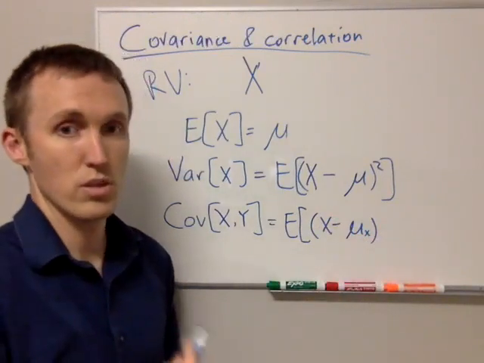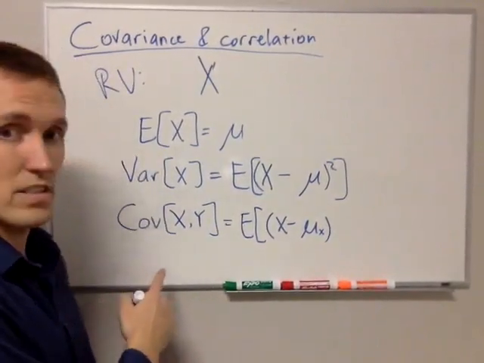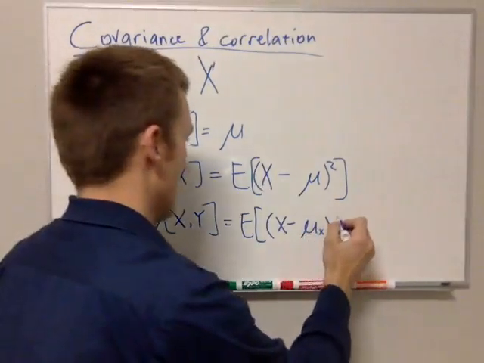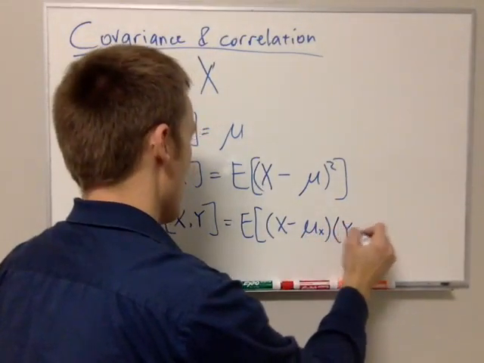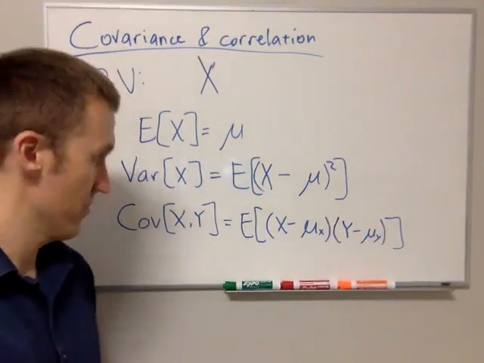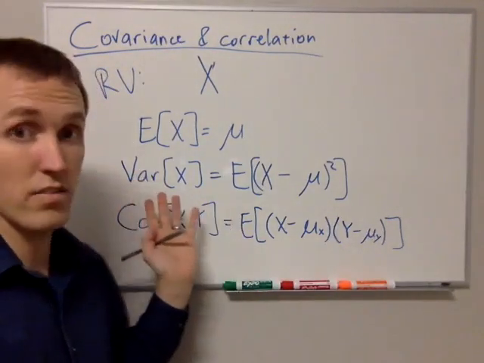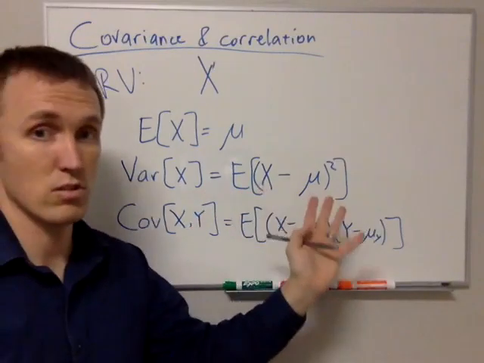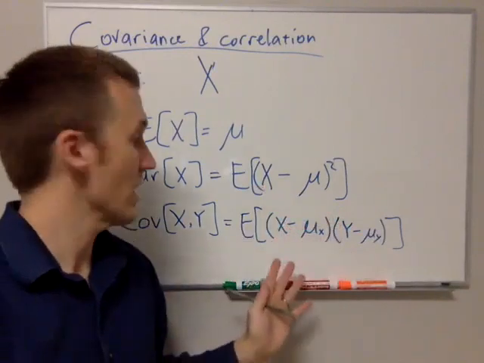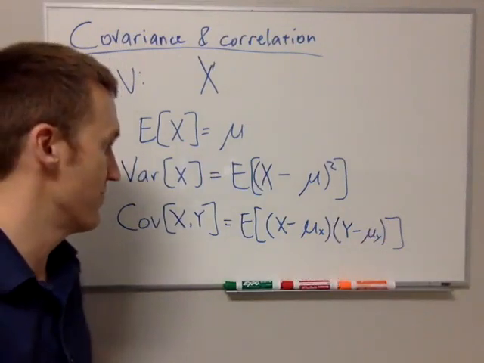and now we have to distinguish between the mean of x and the mean of y. The covariance of x and y is equal to the expected value of x minus the mean of x times y minus the mean of y. Okay? So the variance is the expected value of x minus its mean squared, and here instead of x minus its mean times x minus its mean, we have x minus its mean times y minus its mean, is the definition of the covariance.